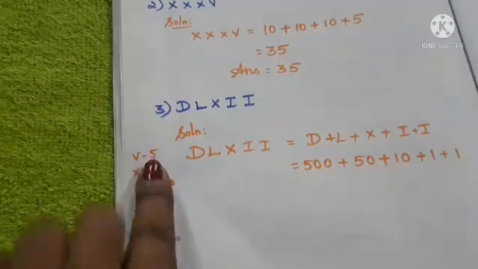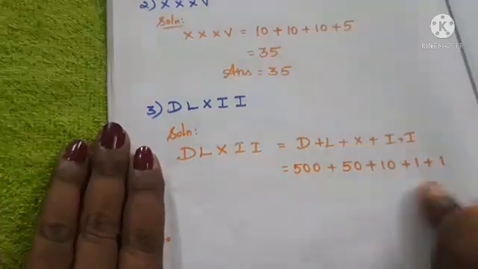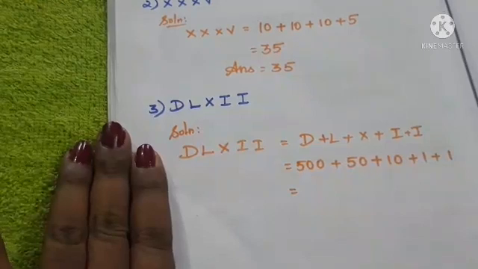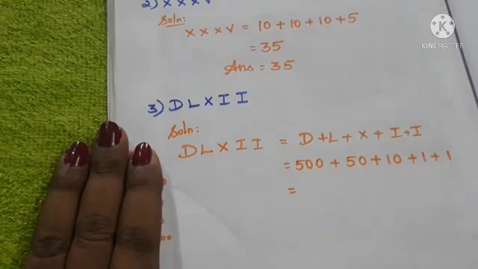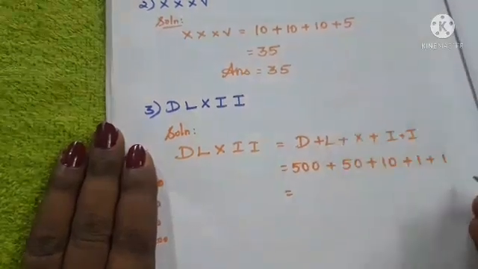Don't write this again and again, this is only how to write. Next we have to add everything. So add 500 plus 50 plus 10 plus 1 plus 1. Just we can write the rough work.